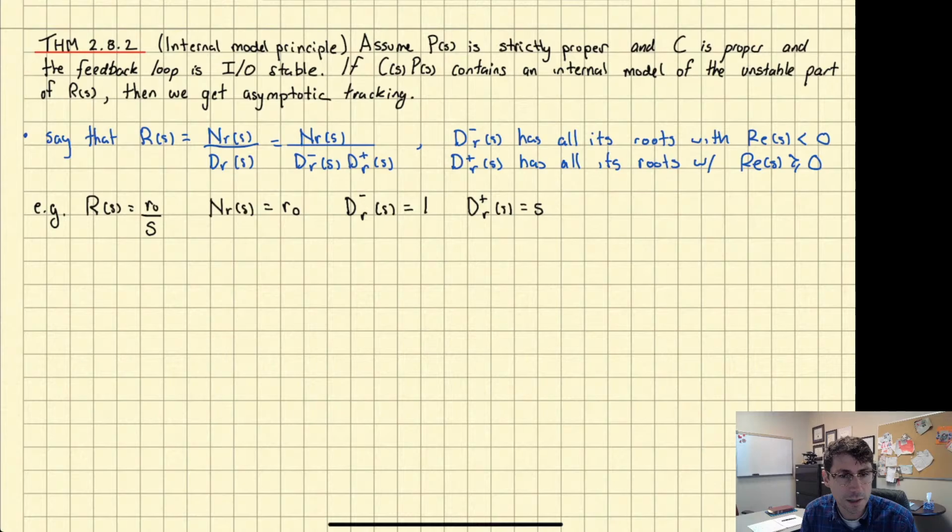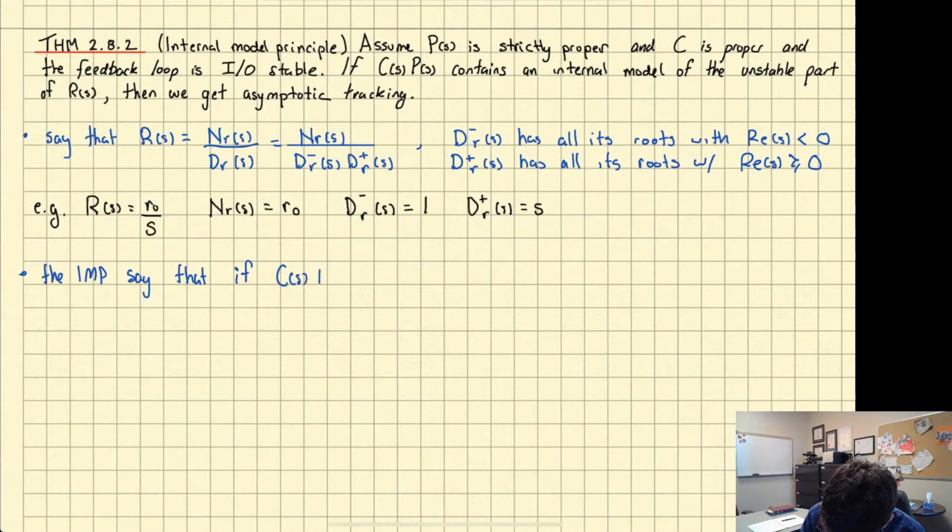What the internal model principle says is that if the controller and the plant, where the controller will be some numerator over some denominator and the plant will be some numerator over some denominator, what we need is that the product contain embedded in it the unstable part of R. So it says that if C times P has the form of some numerator over some denominator, but it has to have a copy, an internal model of R of S.